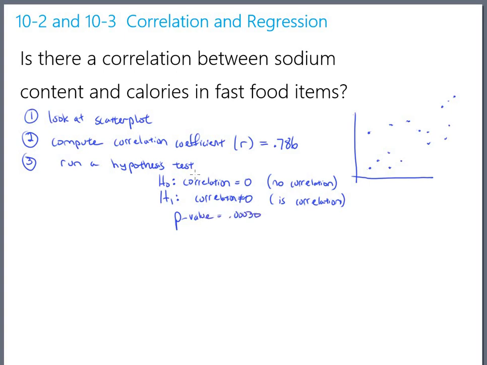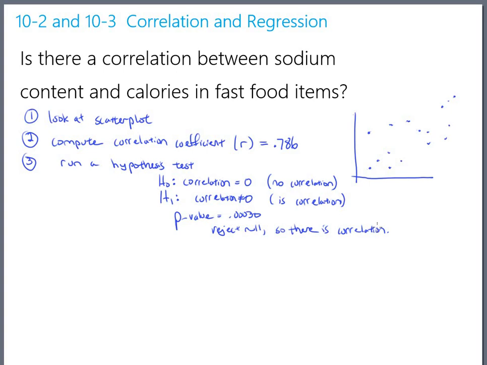Which means we reject the null. And I don't need you to write a full sentence here. I just need you to say reject null. So there is correlation. That's really all that 10.2 asks you to do. I'm going to have you continue on.